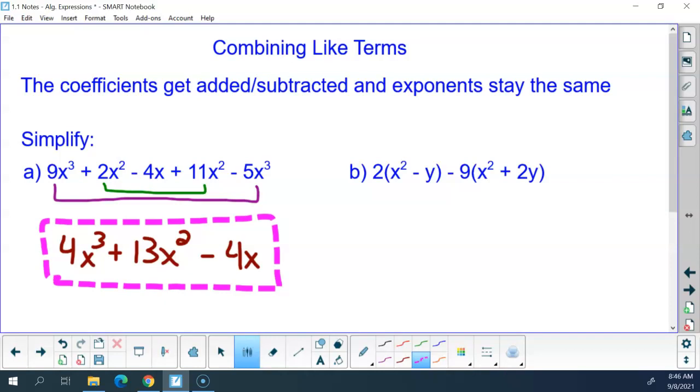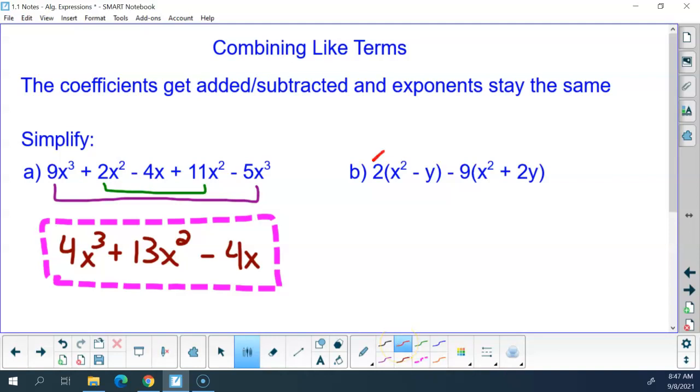Don't be one of those people that then gives me 13x to the 6th power or 13x to the 5th power on this. I can't add the exponents on this. That only happens when we're multiplying. Okay?